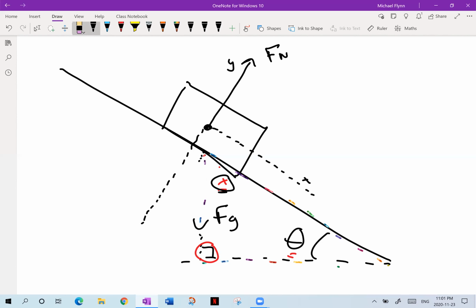Okay, let me redraw some of these lines. So here's the force of gravity acting straight down on this. This angle in here we'll call x. Now my point is that this angle here, since x plus that angle add to 90 and x and theta add to 90 in the right angle triangle, therefore this angle must be theta in here.